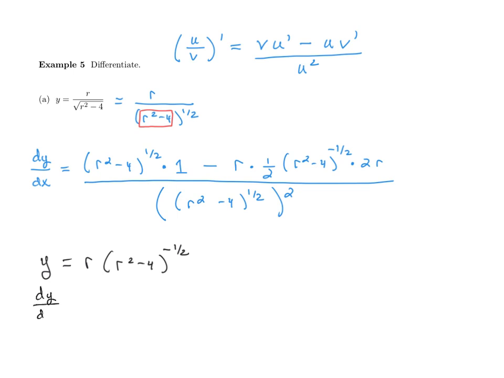dy dx, the derivative, is equal to the derivative of the first times the second, plus the first times the derivative of the second, which is, okay, negative 1/2. Bring down the negative 1/2, copy down r squared minus 4, and we subtract 1 from the exponent. So negative 1/2 minus 1 is negative 3/2. And then you multiply by the derivative of the inside piece, which is 2r. And unsimplified, this is the final answer.